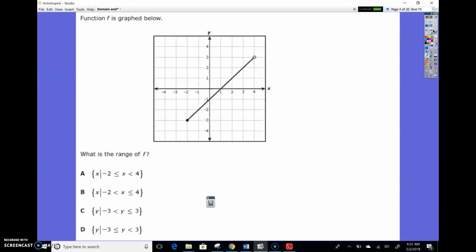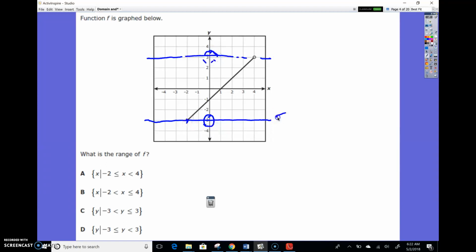Okay. A function f is graphed below. What is the range? If I look right here at range, remember, we go from the lowest to the highest, the bottom to the top. So I draw it to where the y is. Okay, so this is where the y is. So, and then it goes to here, positive 3. Okay, now I look at my dots.